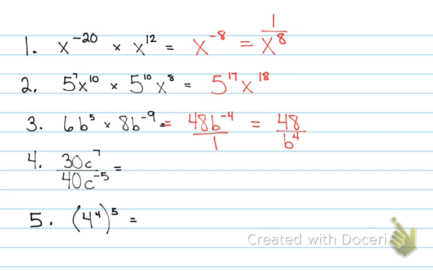All right, number 4, could I reduce 30 over 40? Yes. Yes, to what? 3/4. 3/4. Now I got to look at these c's. C to the 7th minus what? Negative 5. So this is something that is easily overlooked. That double negative actually changes to a positive 3c to the 12th over 4.